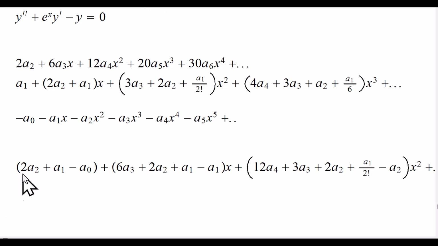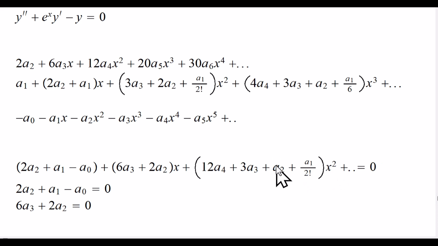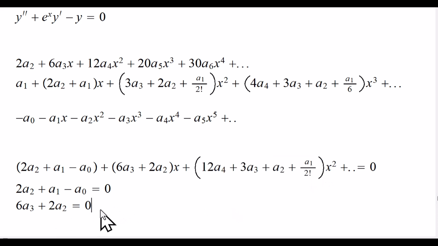So all the individual coefficients will have to be 0. Let's see if we can relate everything. So this will be 0. Then this coefficient, these guys will cancel. So we get 6a3 plus 2a2 equals 0. And here, let's make this a little better looking as well, because this is 2a2 minus a2. So then this becomes 0. So we will get the coefficients up to x4.